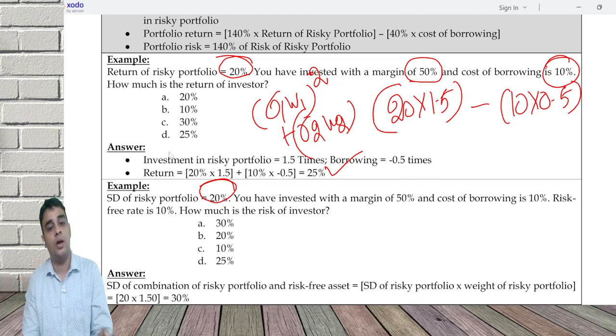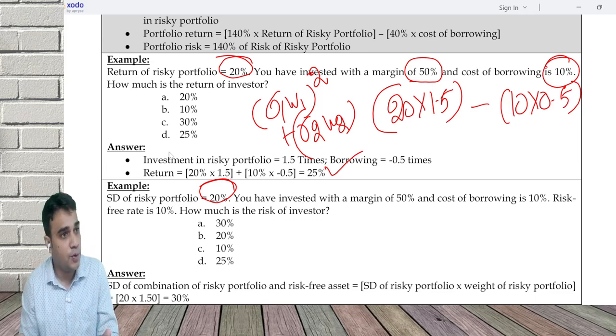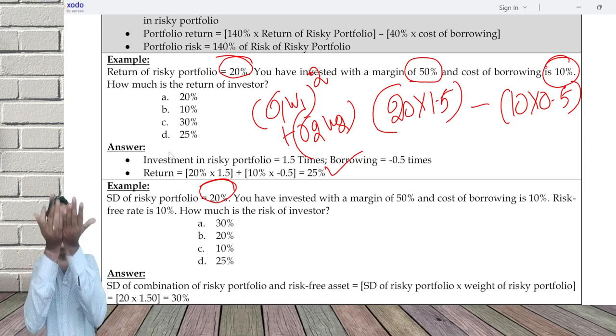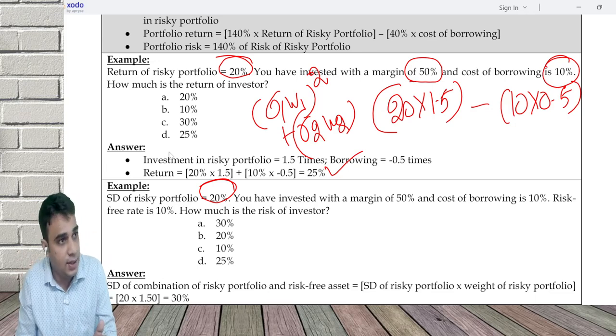To cut it short, portfolio return is equal to whatever percentage into risky portfolio into return of risky portfolio minus cost of borrowing into the proportion of borrowing. But risk is risk of risky portfolio into your proportion directly. No minus and all there. Borrowing can only increase your risk.